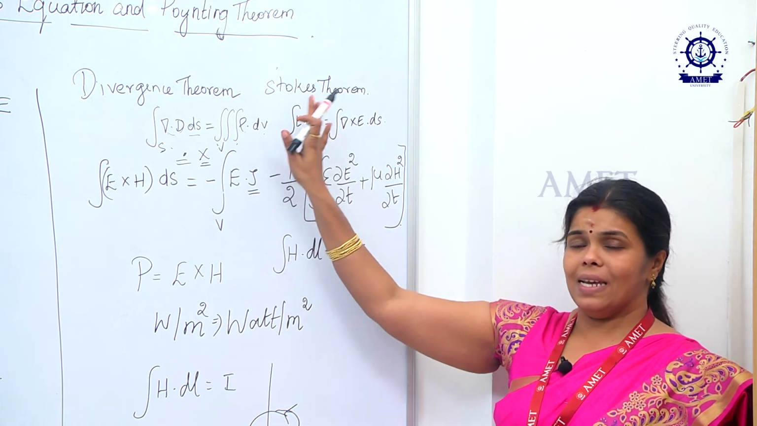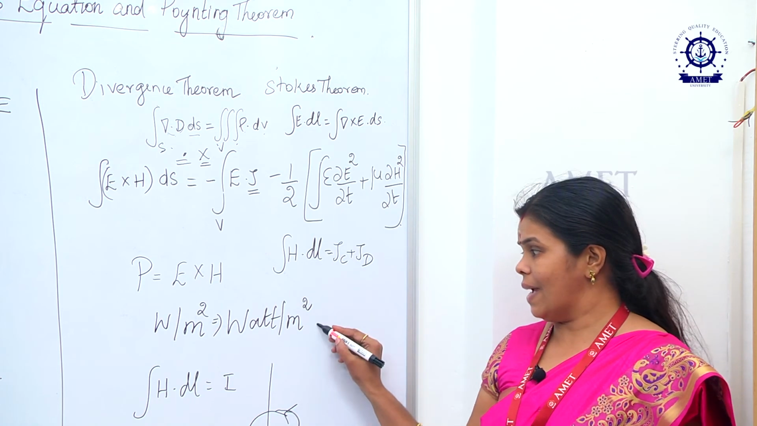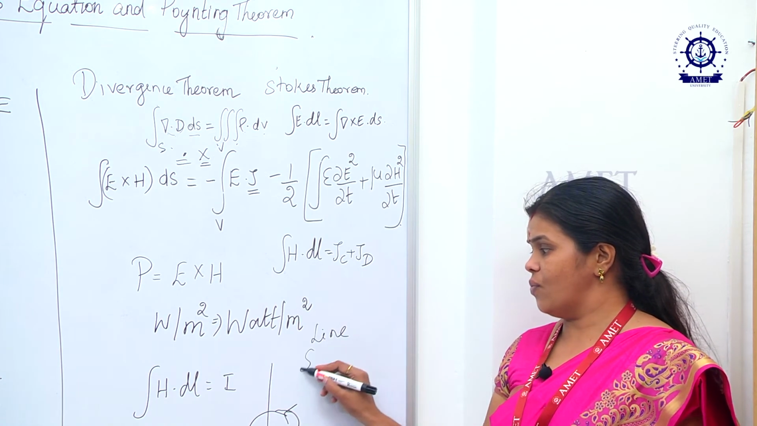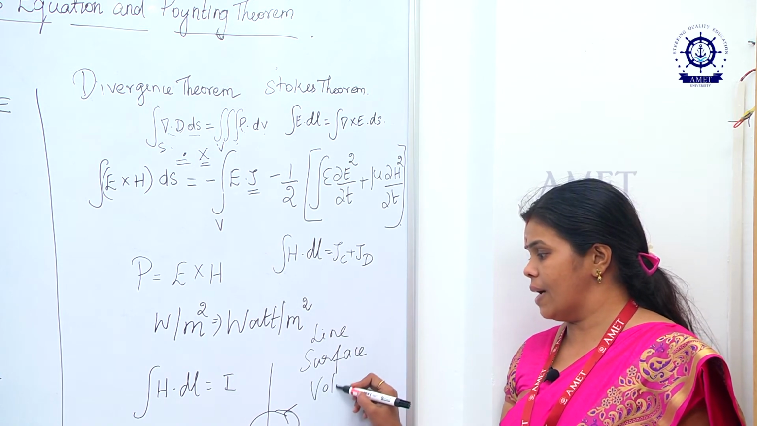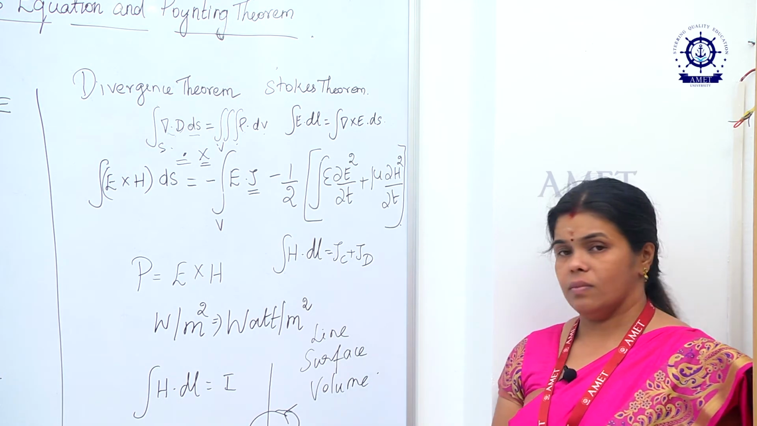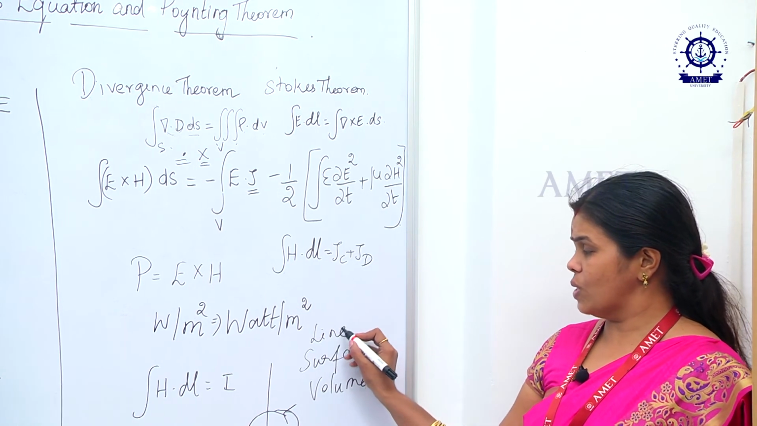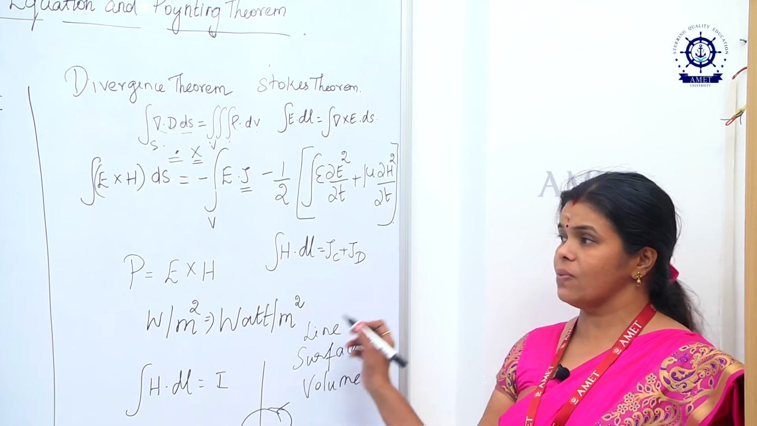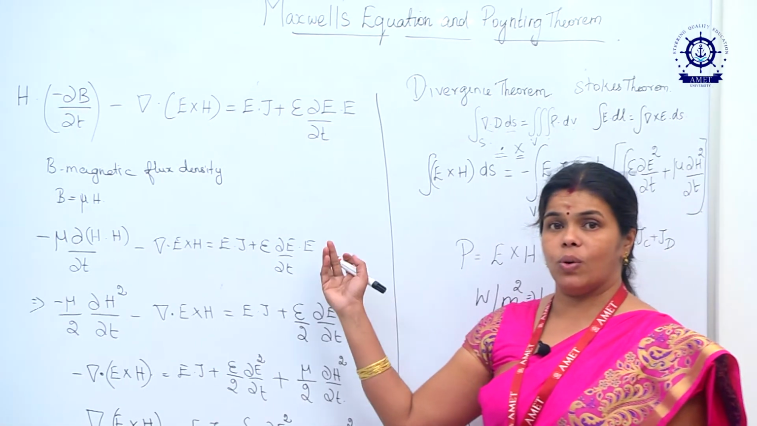Similarly, mainly in electromagnetic theory we are having three integrals. One is the line integral, then the surface integral, and the third is the volume integral. And similarly, if you consider the charges, charge density, for the electric field we are talking about the charges, and for the magnetic field we are talking about the current.